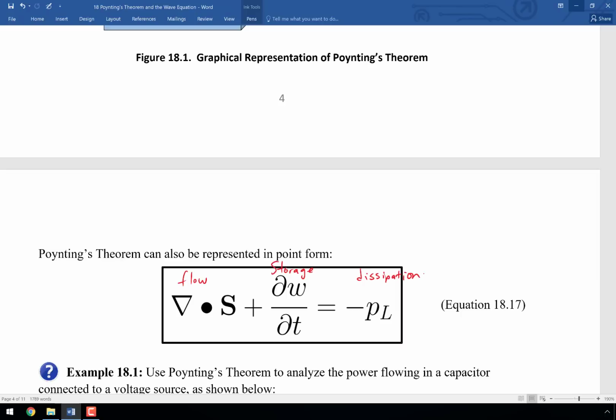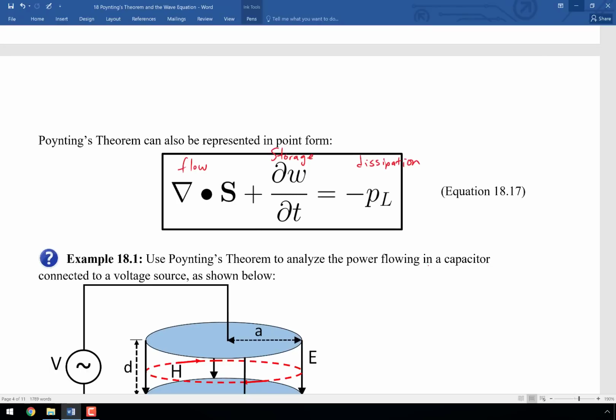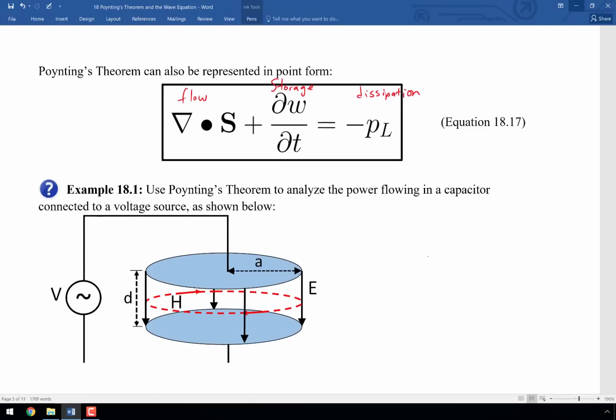So those three terms will always appear in any form of Poynting's theorem. Okay, it's time to tackle a pretty challenging example. This one, I probably spent about an hour working out my notes for this example. So let's tackle it here.